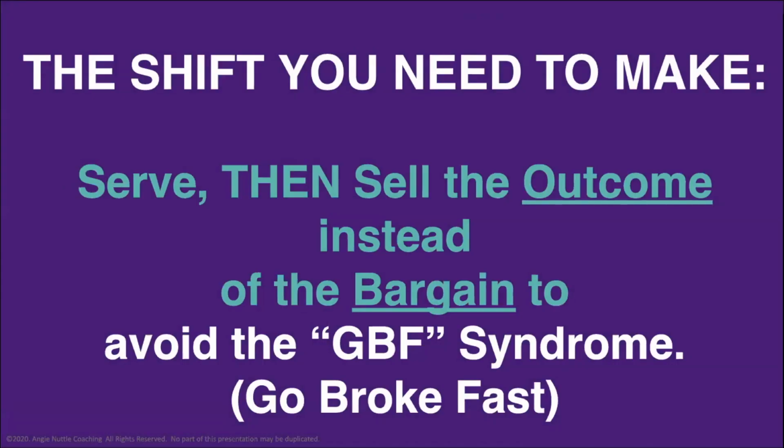So the shift is you've got to sell the outcome instead of the bargain to avoid GBF. And GBF is go broke fast. Good. So when we think about the outcome that they're going to get, this has to do with how you position it. Hey, when we work together, you are going to stop spinning your wheels trying to get your lead generation funnels off the ground. You're going to start getting those clients that you've been looking for because you're going to shift your focus. So you see, I'm selling an outcome versus "you can get this package for $79.95," right?